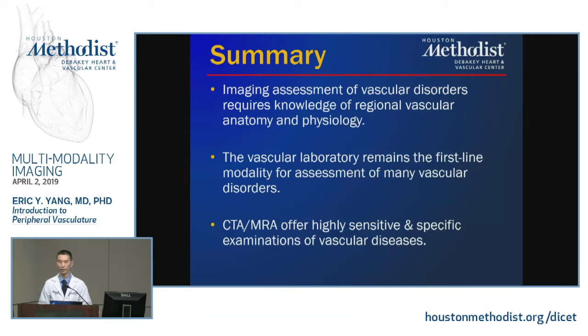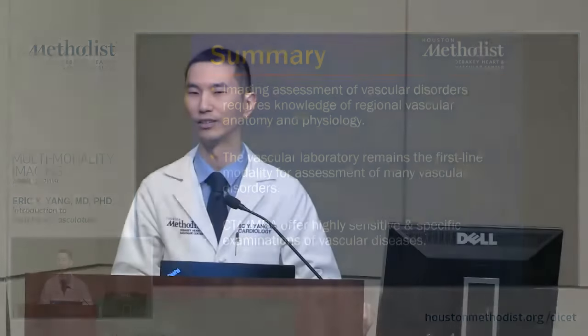After that whirlwind tour, the imaging assessment of vascular disorders requires knowledge of all the various entities, and I did take you on a whirlwind tour, I admit, but knowing the anatomy, knowing the dynamics of what's going on will help immensely in terms of interpreting what's going on in that vascular bed. The vascular laboratory does remain the first-line modality for assessing many of these entities, but CTA and MRI do offer a good non-invasive option before the patient hits the fluoro suite. With that, does anyone have any questions?